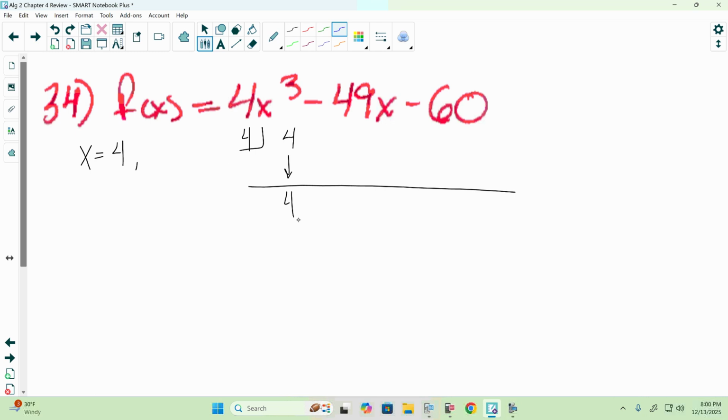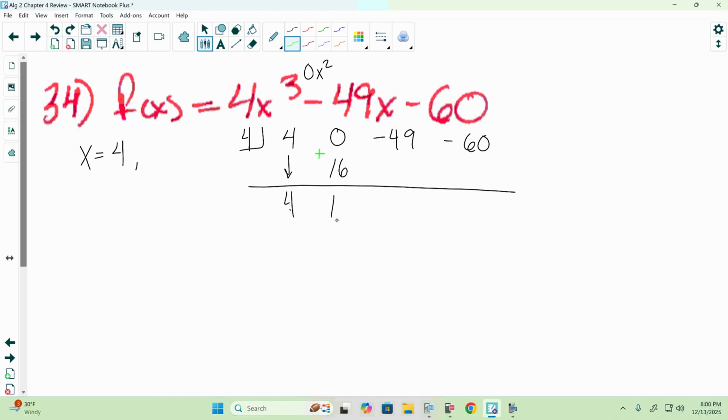Now, numbers across the top, I am getting ahead of myself. 4 for x cubed. Since there is no x squared term, we have to fill it in as 0. Negative 49 for x, negative 60. We bring the 4 down. 4 times 4 is 16.